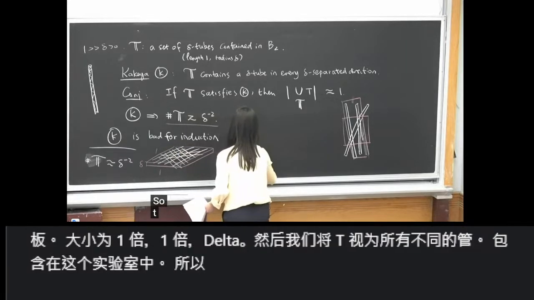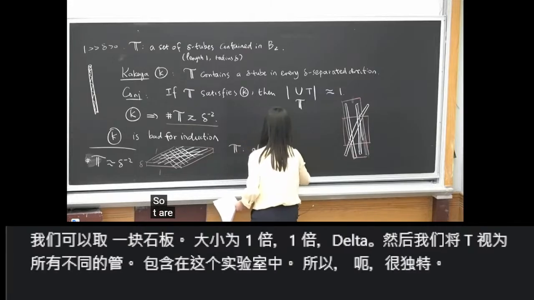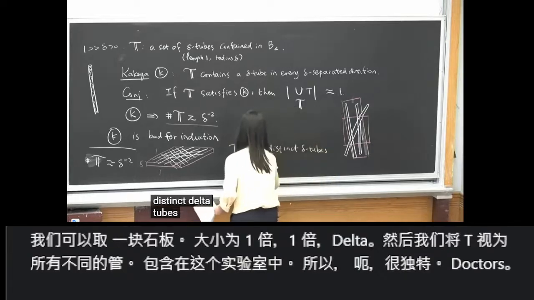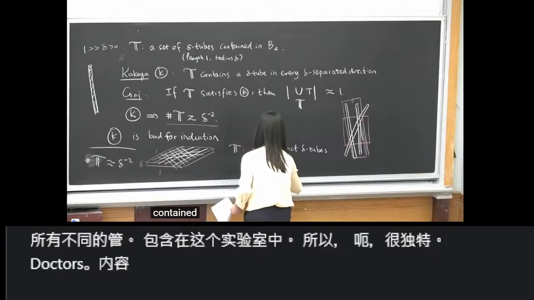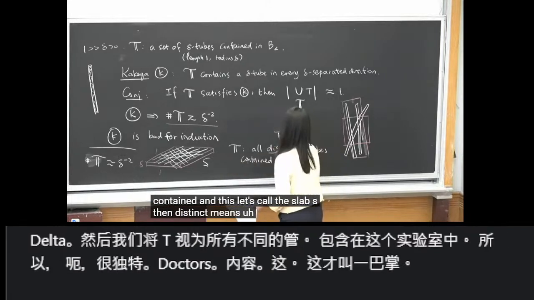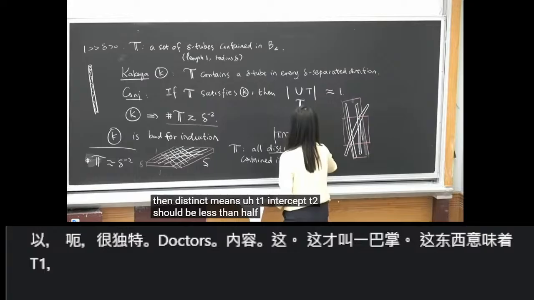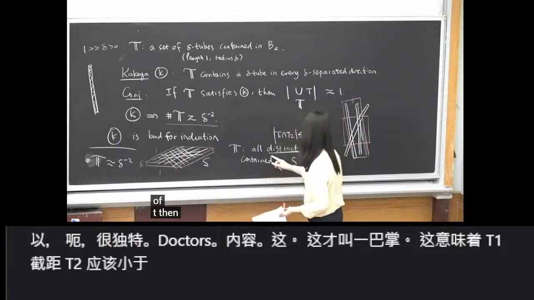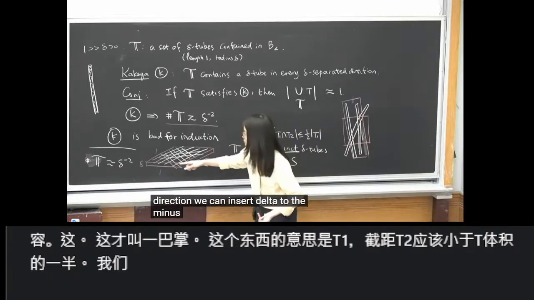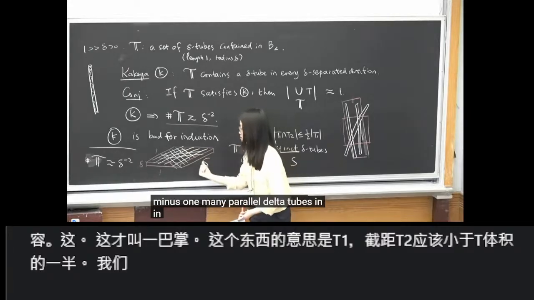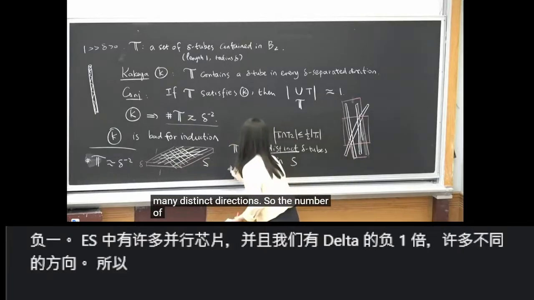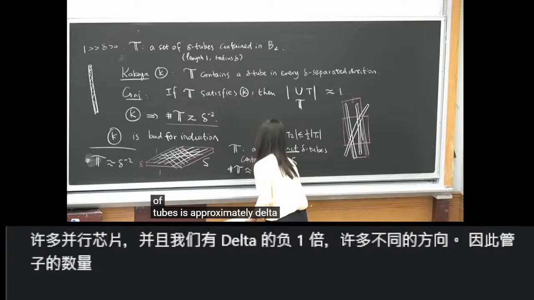So T are distinct delta tubes contained in this, let's call the slab S. Then distinct means T1 intersect T2 should be less than half of the volume of T. Then we can count that in each direction we can insert delta to the minus 1 many parallel delta tubes in S, and we have delta to the minus 1 many distinct directions. So the number of tubes is approximately delta to the minus 2.